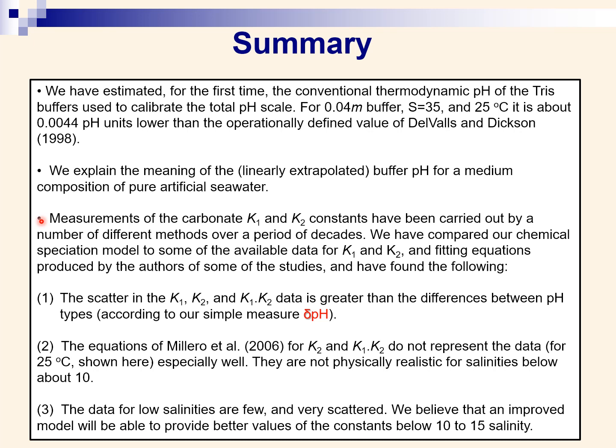We note that the equations of Millero 2006 for K2 and K1 times K2 don't represent the data as well as they might, and they are also not physically realistic for salinities below about 10. The data for low salinities are rather few, and they're also very scattered, which explains partly the above observation. And we believe that an improved model would be better able to provide the values of the constants at very low salinities, but that's really another subject.